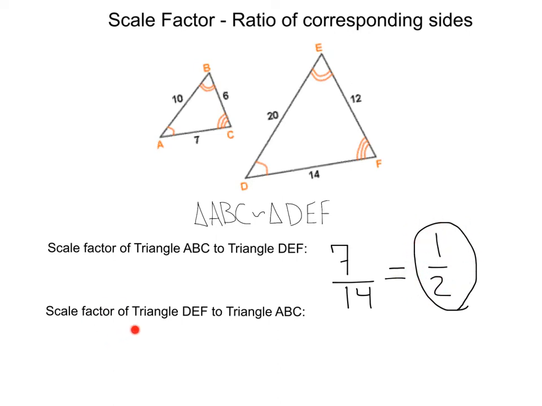Next, let's find the scale factor of triangle DEF to triangle ABC. This time we need to pick one of these side lengths first. Let's go ahead and, why not, do DE? It's just as good as any others. That's a side length of 20. And the corresponding side to DE is BA, so we could divide that by 10. That's going to give us a scale factor of 20 over 10, which we can simplify to 2. And if we picked any other sides, like 12 over 6 or 14 over 7, those would also give us a scale factor of 2.